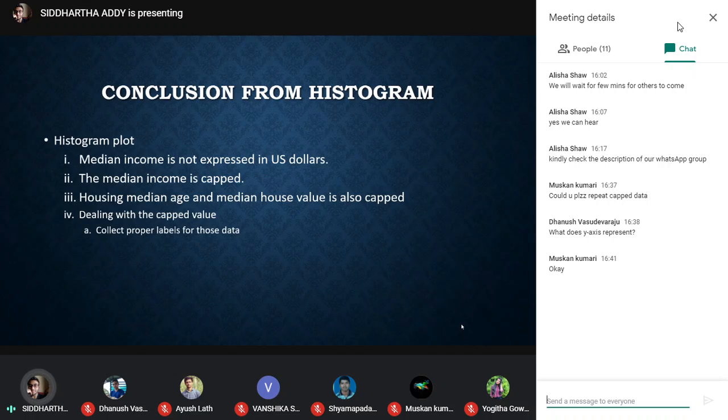I said there are two possible ways. They collect proper labels for those data, though sometimes it is not available, or remove those districts from the dataset, which is not wise. We will be using a third method that I am not talking about right now. And another thing, the attributes have very different scales.